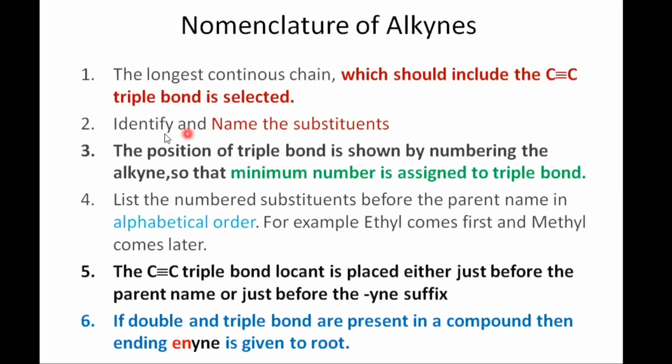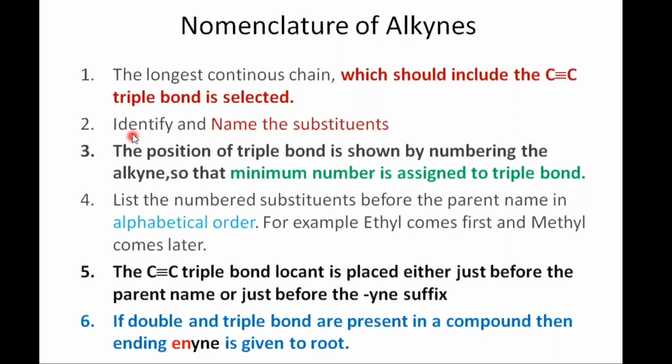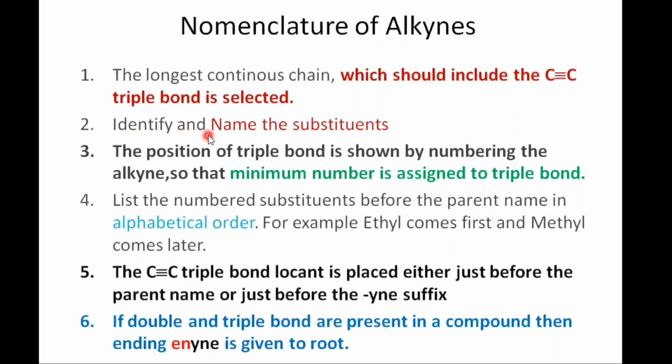The second important point is to identify and name the substituents. This is the most important point while assigning the nomenclature of alkyne. Our first target is that we must identify the substituents, that is, how many substituents are present in the parent chain. And after identification of the substituents, we should assign the names of the substituents. So this is the second important postulate while assigning the IUPAC name to the alkyne.